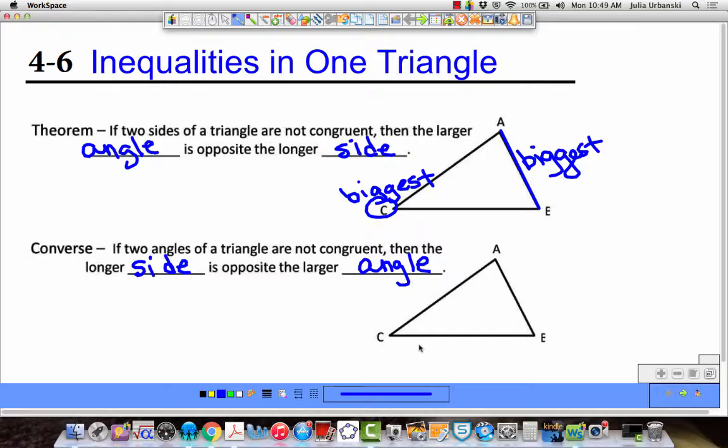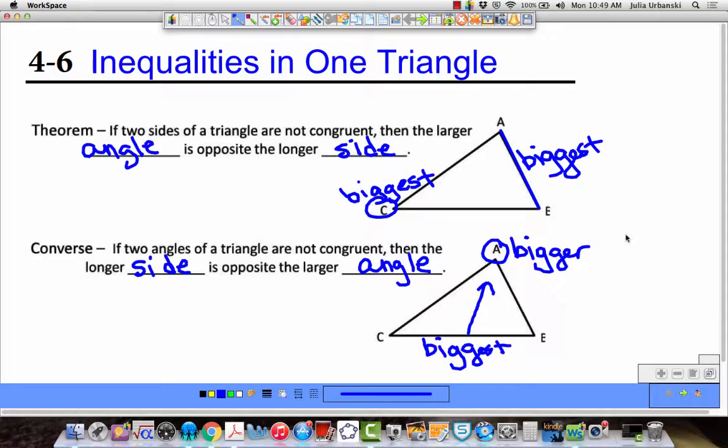So suppose that this is the biggest side. What would the biggest angle be? Angle A. Yep. Then that one would be bigger. So it's just directly related to the one across from it. That's really all you need to know for today.